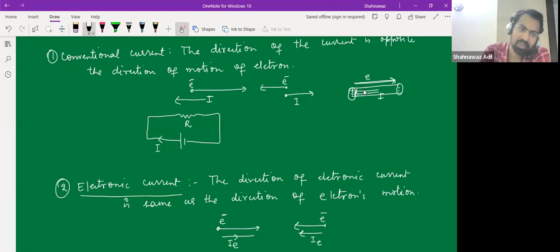Understood? And for the electronic current, if this is the direction of the electrons, then this would be the same as the direction of the electronic current. Understood. This is what I am saying.